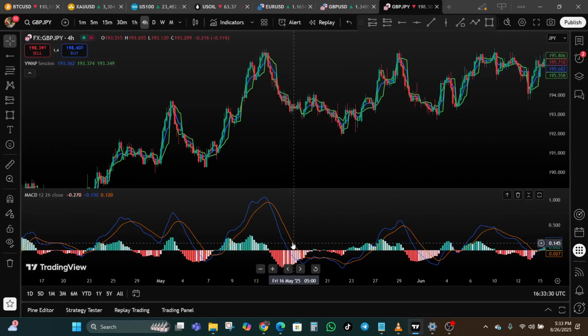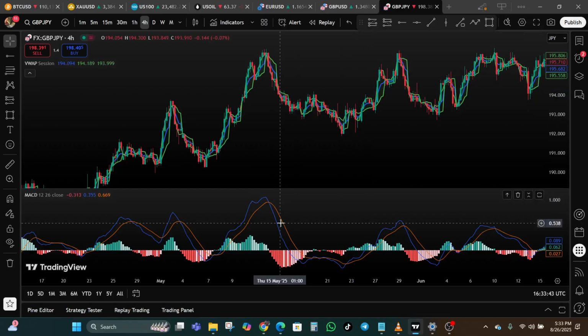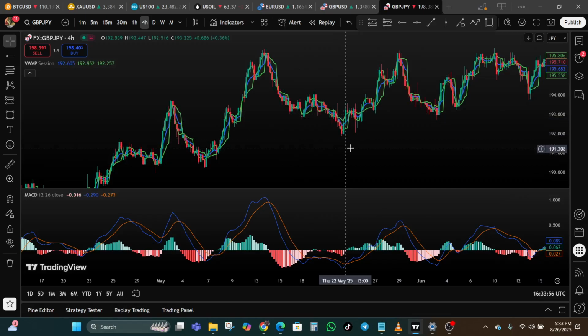Then you look at your MACD. If price is above the VWAP, you wait for a bullish MACD crossover or histogram expansion. If price is below the VWAP, you look for a bearish crossover from your MACD or a histogram drop. When both conditions align, you have what we call the MACD plus VWAP Power Combo, which is a sniper intraday entry where price action and momentum are working together.